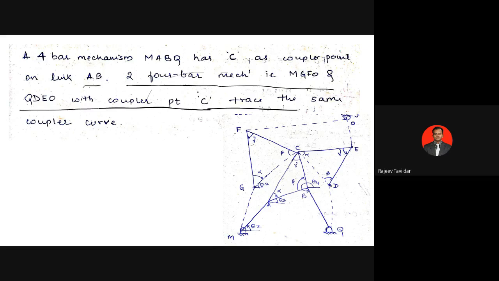The same thing, whatever I've told, I've written here. A 4-bar mechanism, MABQ, that's the first one, has C as the coupler point on the link AB. Two additional 4-bar mechanisms, that is MGFO and QDEO, with the coupler point C, trace the same coupler curve. This is what we have written as the explanation.